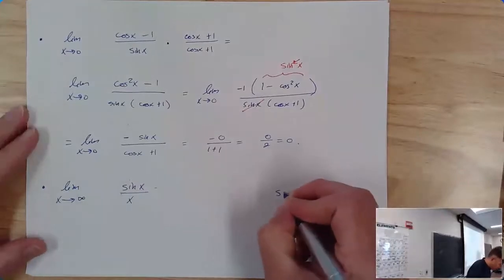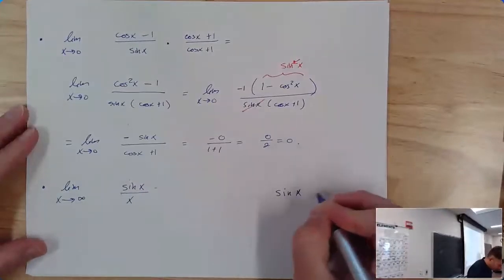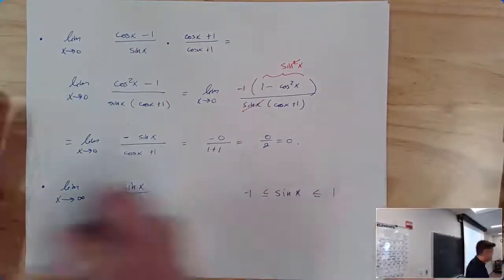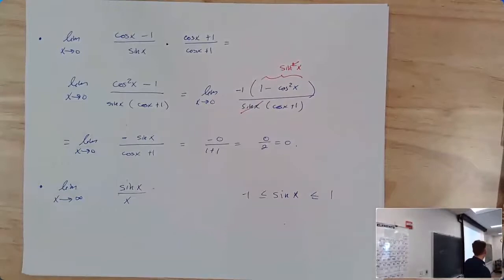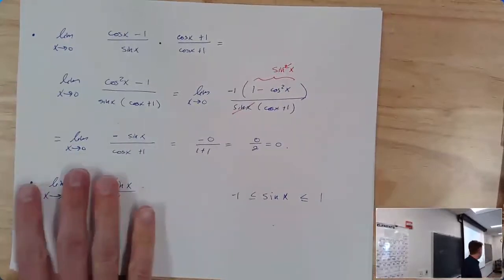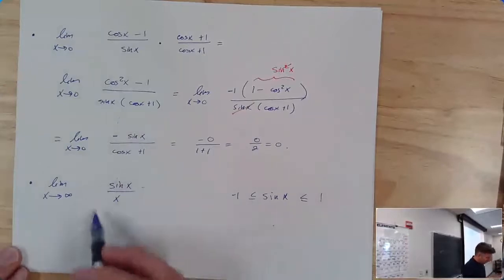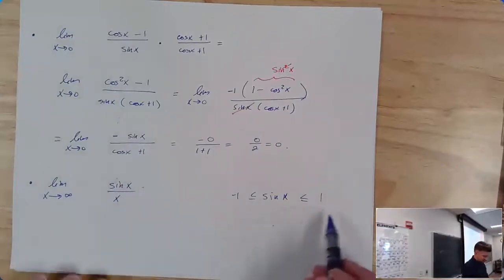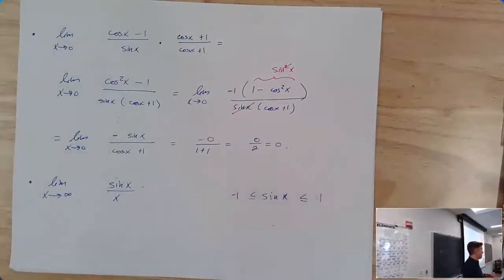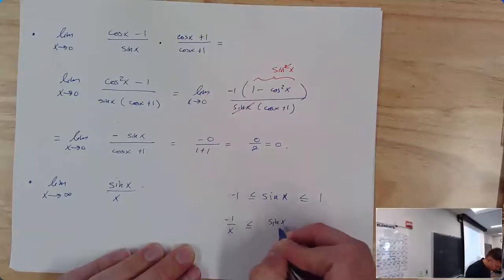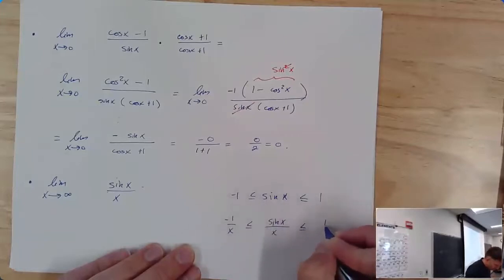I'm going to say, well, I know sine of x is always between what two numbers? Negative 1 and 1. That's a prime inequality you should keep in mind all the time. Sine and cosine are always between negative 1 and 1. And then I want to take the limit of sine of x over x. So I'm going to take this inequality and divide everything by x so that I have sine x over x in the middle. So I'm going to have negative 1 over x less than or equal to sine x over x less than or equal to 1 over x.